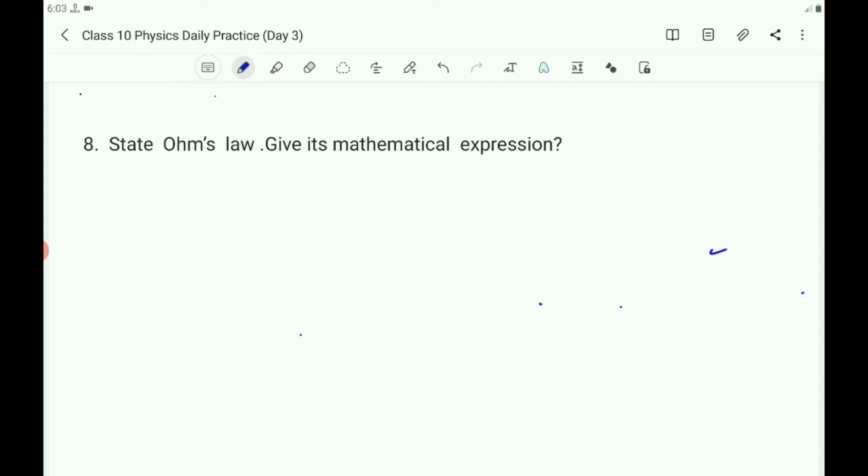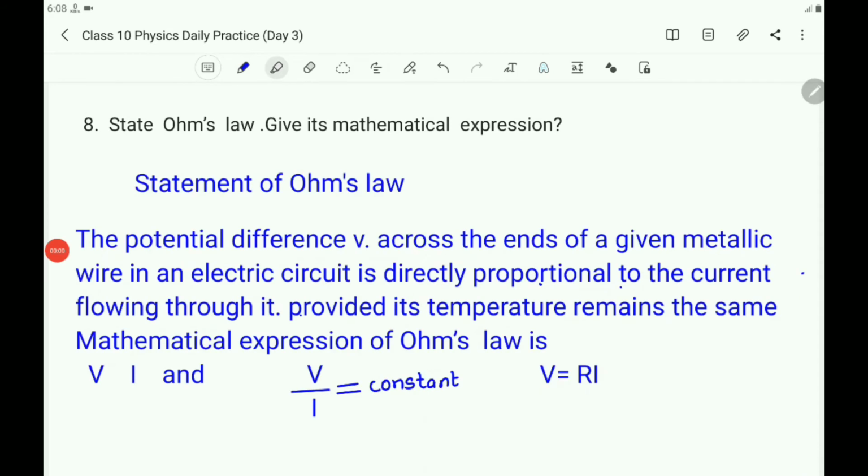So let us write the answer. Children, write the statement of Ohm's law. The potential difference V across the ends of a given metallic wire in an electric circuit is directly proportional to the current flowing through it, provided its temperature remains the same. That is the statement of Ohm's law.